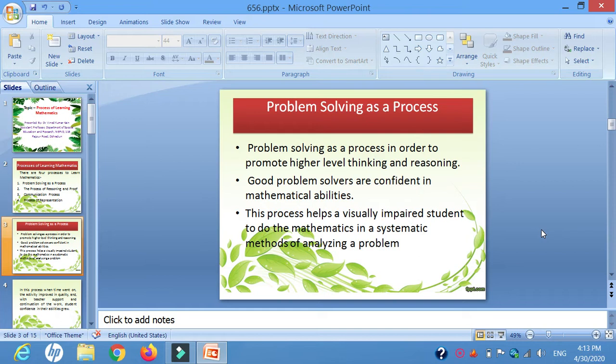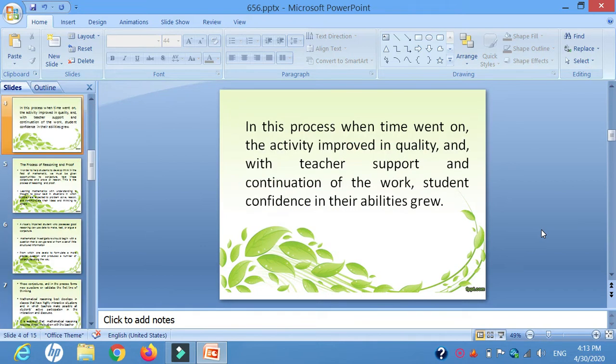This process helps visually impaired children to do mathematics in a very systematic manner so that he or she can analyze the problem systematically. As time went on, the activities improved in quality, and with teacher support and communication of the work, student confidence in their abilities grew.